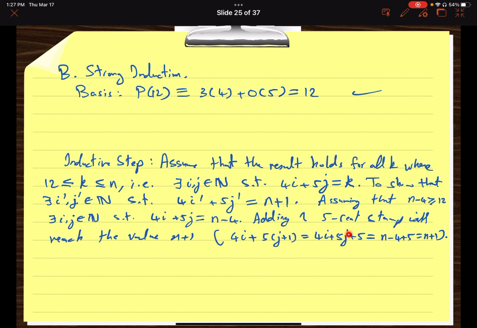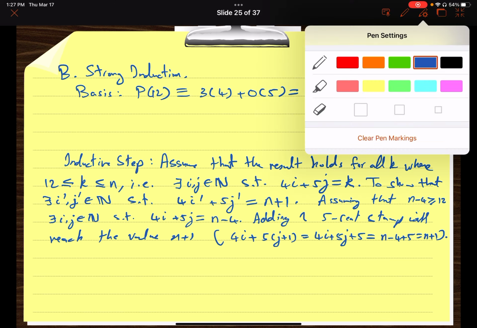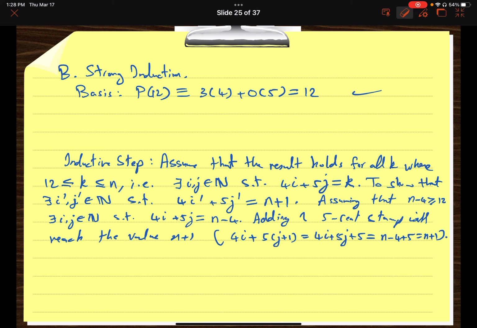طيب. So now therefore, if n minus 4 is greater than or equal to 12, I need n to be greater than or equal to what? I need n to be greater than or equal to 16. So now k here, greater than or equal to 12 is not enough. I need k to be greater than or equal to 16, so I need to prove it for 12 or 13 or 14 or 15 or 16, صح? So now I need to go back to the basis.